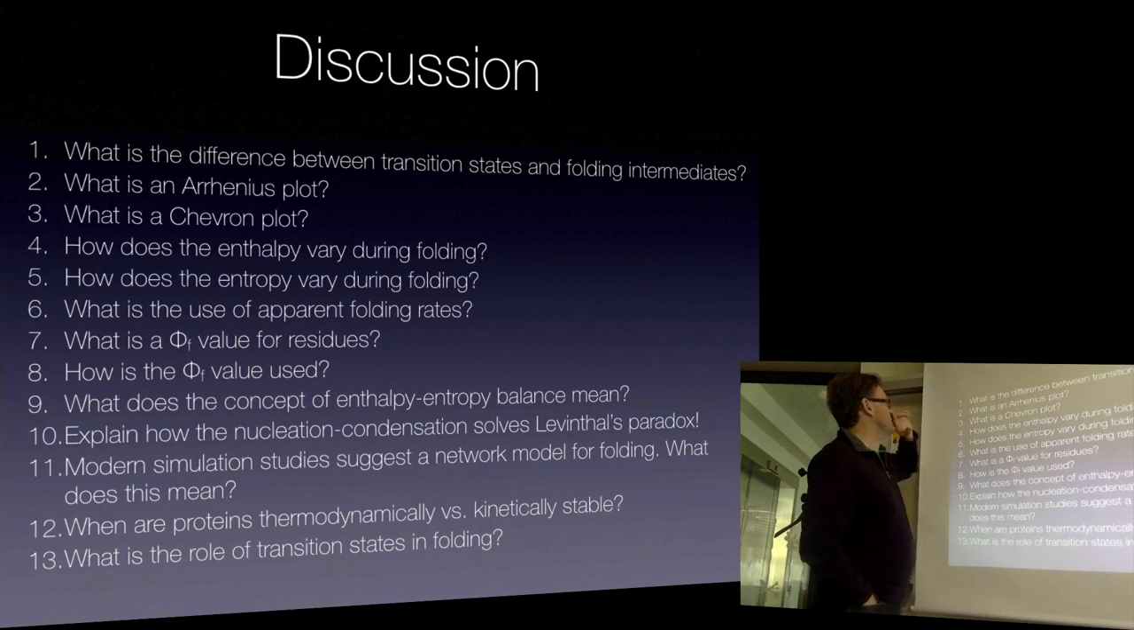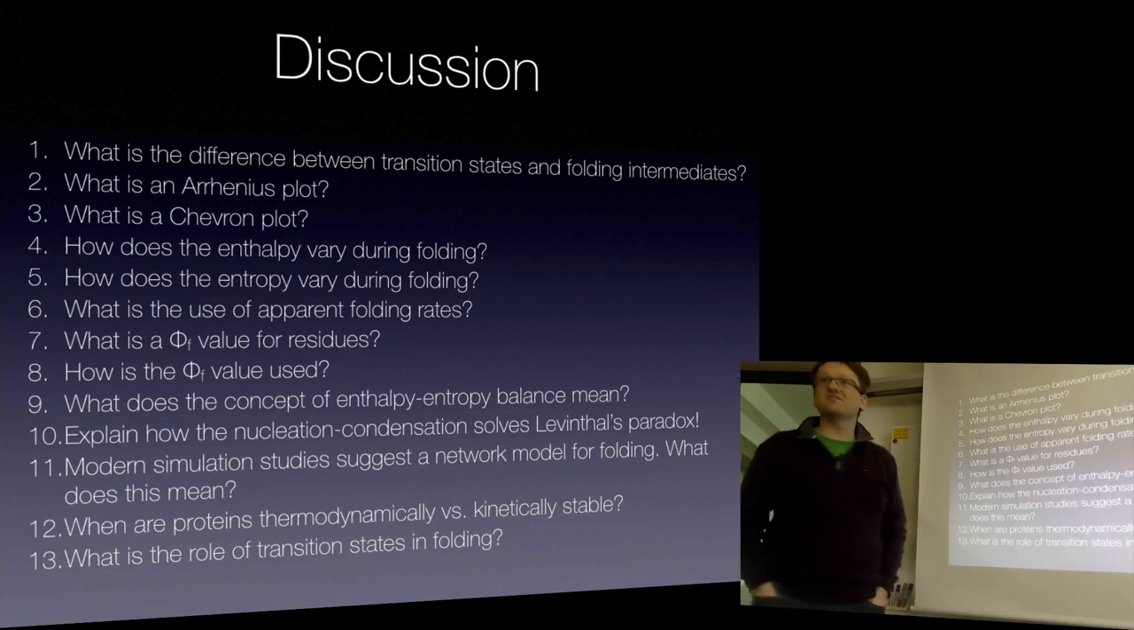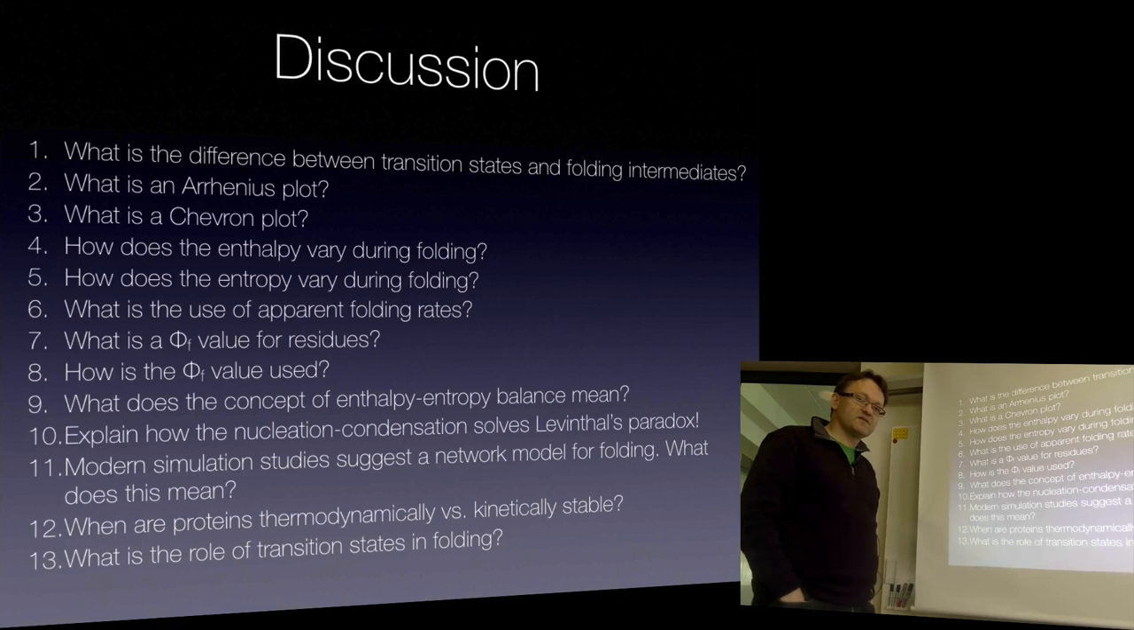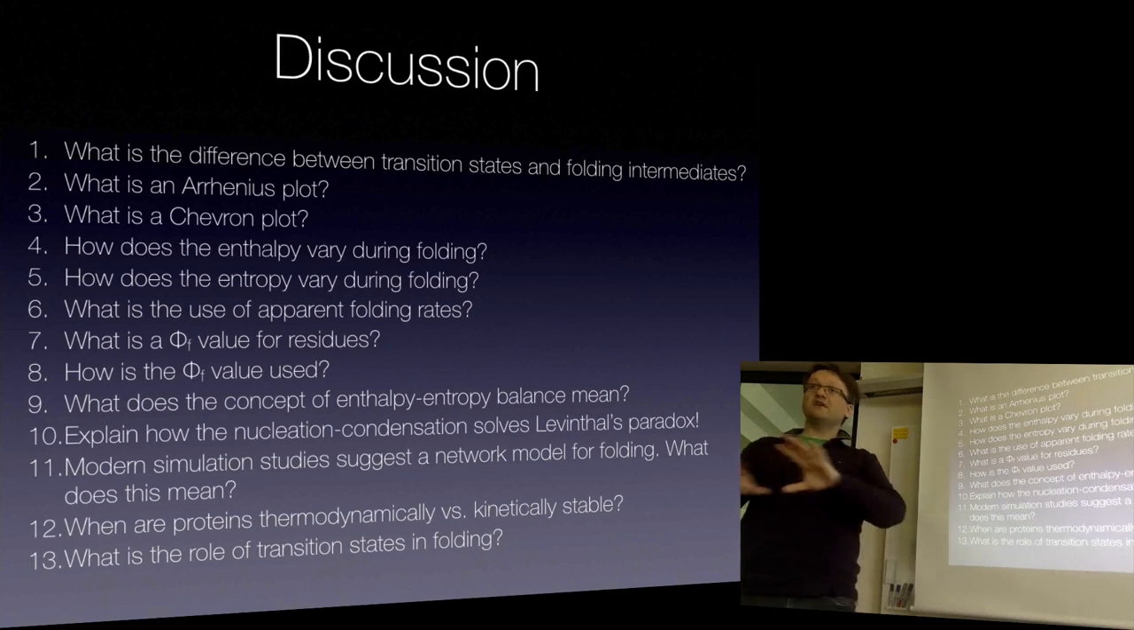Good, so transition versus folding intermediate. Let's just continue around the table. Arrhenius plots. There are plots that give the folding rates. The y-axis is ln k, and the x-axis is 1 divided by temperature. I think this is not necessarily just folding rates, but any rate of a chemical reaction.